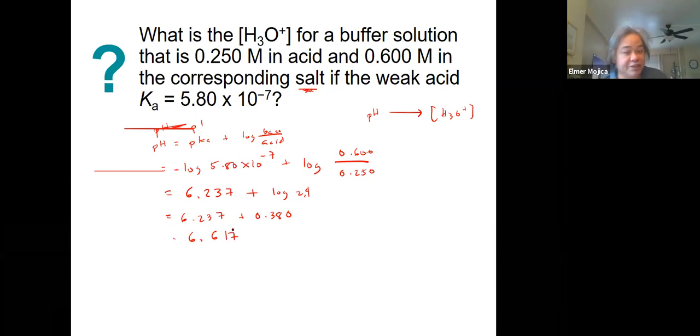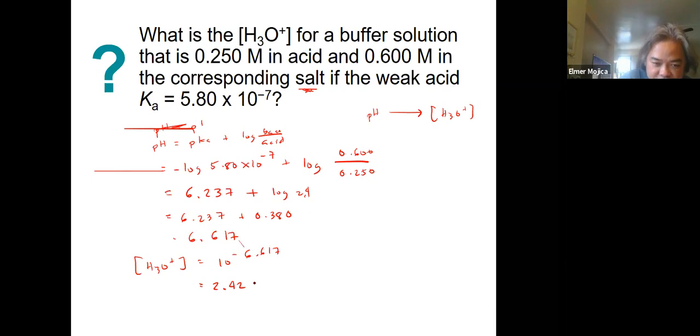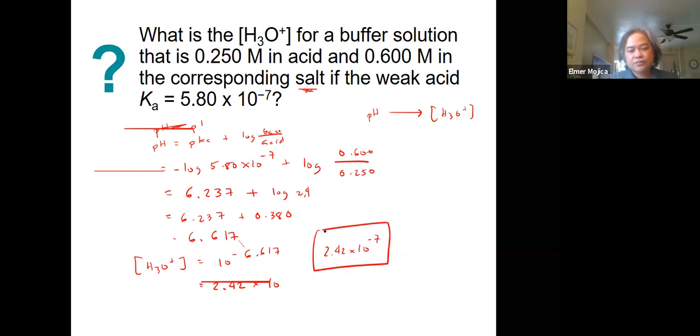But this is not your final answer yet, because your final answer is H3O plus. So 10 raised to the negative 6.617. So you will get around 2 point... What do you get? 2.42 only. Oh, 2.42 times 10 to the negative 7. My bad. It's not pH anymore.